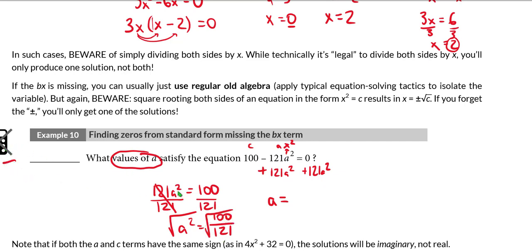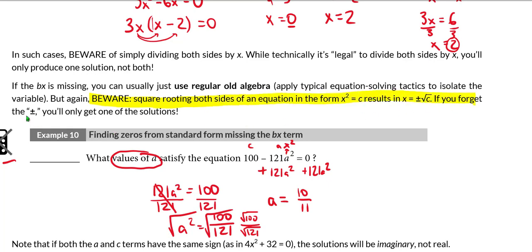You can see we are on a no calculator question here, and you will see stuff like this on the no calculator section, which means you really do need to understand that root 100 over 121 is exactly the same as root 100 over root 121, and root 100, of course, is 10, and root 121 is 11.